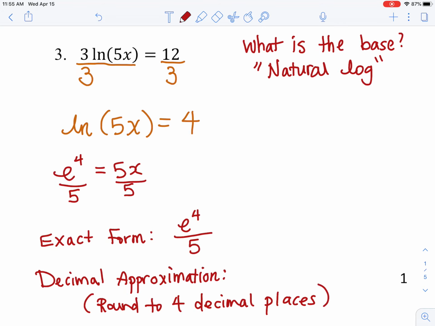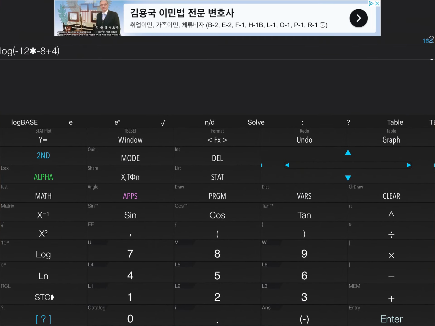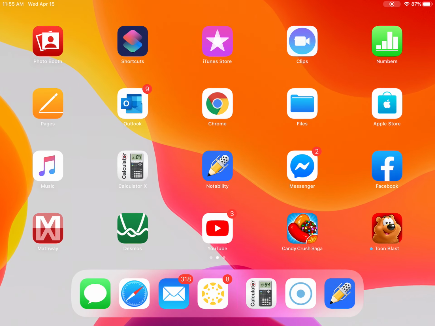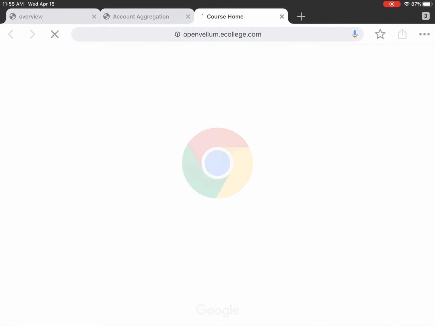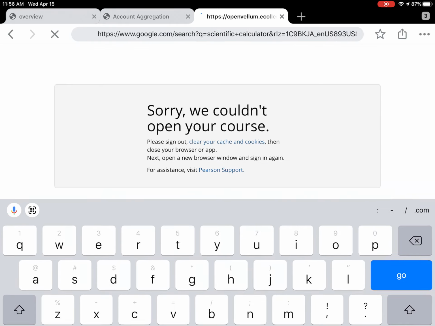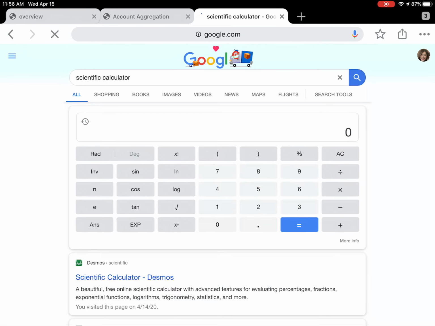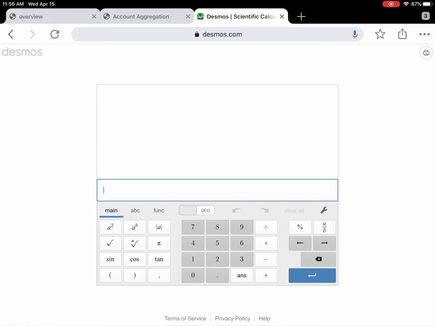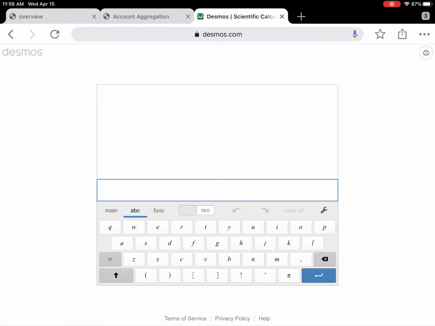So what you're going to do here is, when you've got the exact form already, the final answer is e to the 4th divided by 5. But I want you to type that in the calculator. And you know, I got an app, but there's got to be a scientific calculator. And I did find it. It's Google search scientific calculator, and I really like this one, scientific calculator by Desmos.